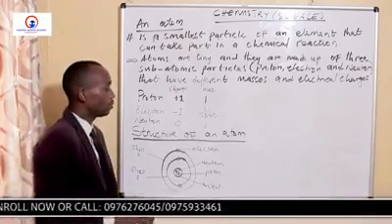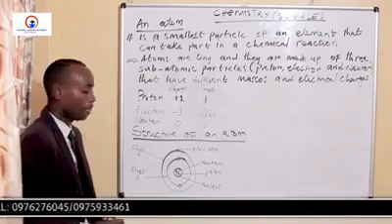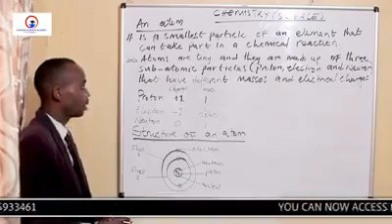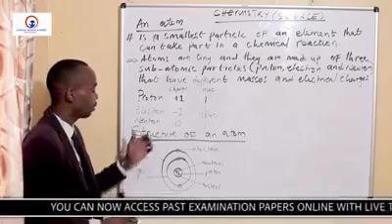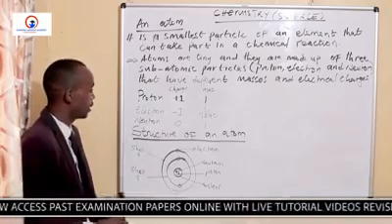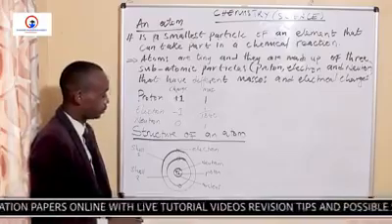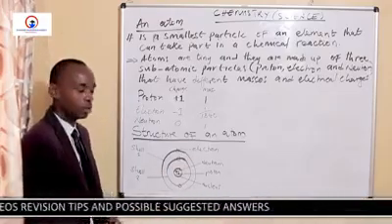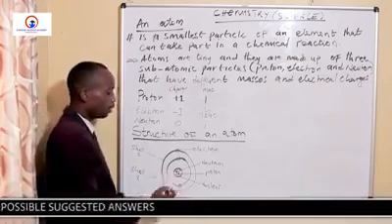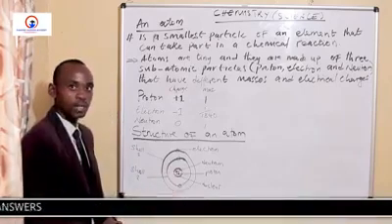Now, when we come to the structure of an atom, we want to understand the specific location where we can locate the three subatomic particles. When you look at this structure, we're just seeing the structure of an atom. What we are seeing here in between is what we call the nucleus.